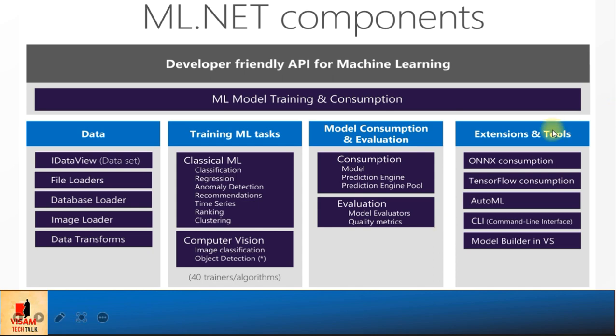Now the final step is extensions and tools. These are the various tools available in the ML.NET framework, like Model Builder in Visual Studio, which is a UI tool where we generate the code with the help of Model Builder. You don't need to write any code. CLI is nothing but the command line interface. With the help of the command line interface, we can also add the components to your application. AutoML is used in Model Builder. With the help of AutoML, we generate the code for building the model. TensorFlow and ONNX consumption we can discuss in later videos.